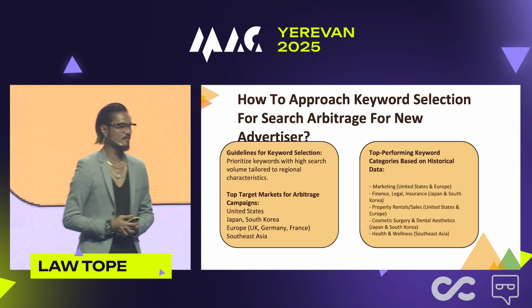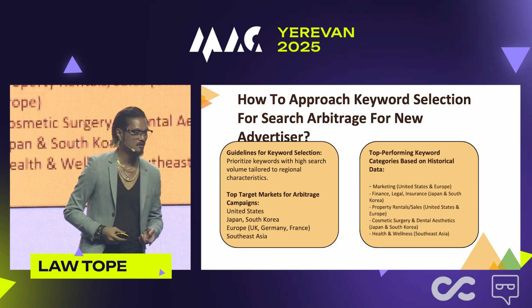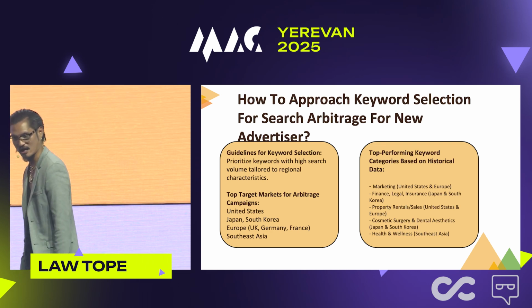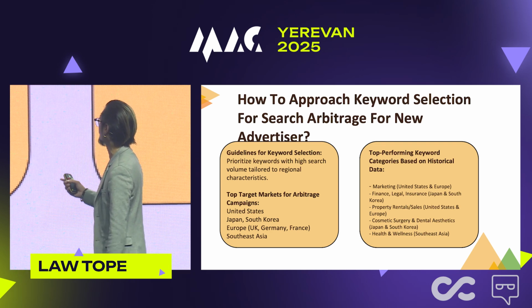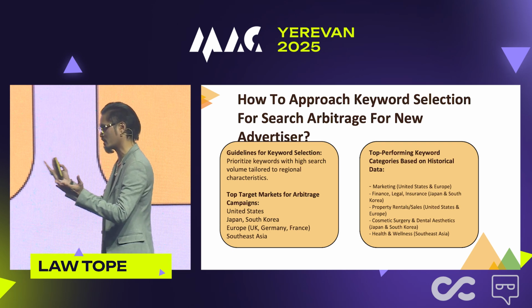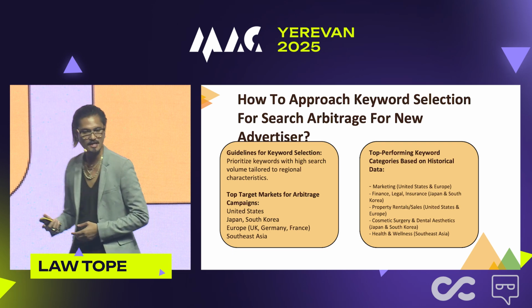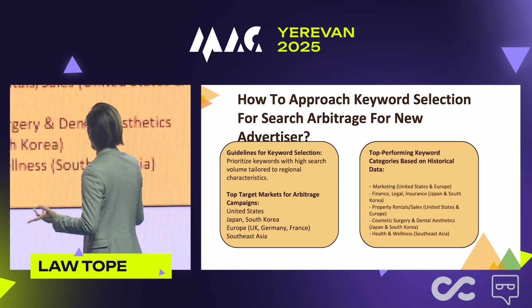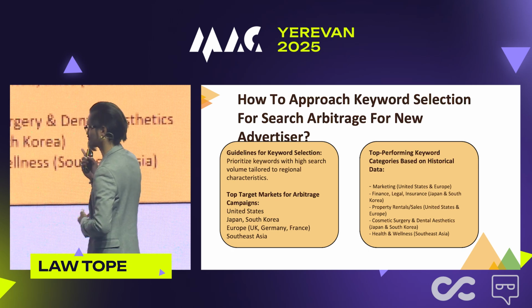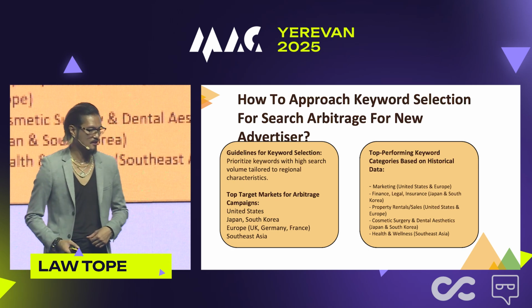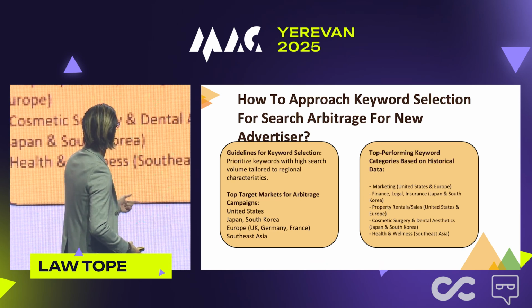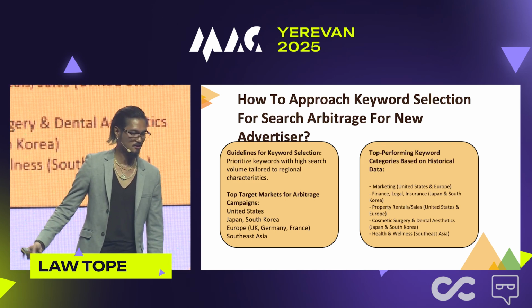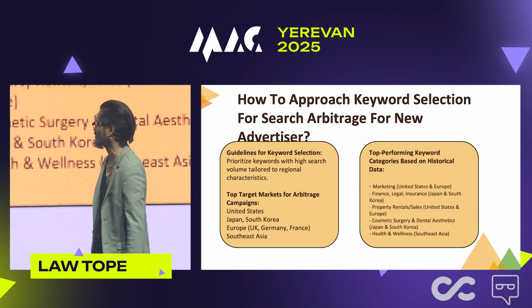So how do you approach keyword selection for search arbitrage for new advertisers? The guideline is to prioritize keywords with high search volume tailored to market characteristics. Top markets for search arb, the geos if you want to try it, are the US, Japan, South Korea, Europe, and Southeast Asia. Some keywords for the US and Europe are marketing. In Japan and South Korea, finance, legal, insurance. Also in the US and Europe, property sales. In Japan and Korea, there's also cosmetic surgery. And in Southeast Asia, health and wellness.